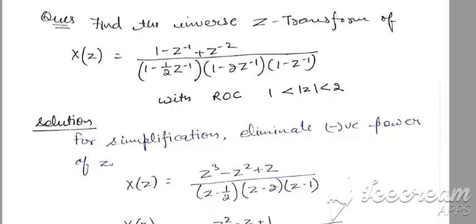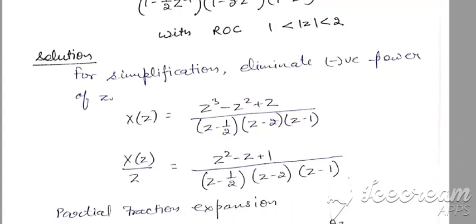Now let's start with this numerical. Find the inverse Z transform of X(z) is equal to 1 minus Z inverse plus Z raised to the power minus 2, divided by (1 minus 1 upon 2 Z inverse)(1 minus 2 Z inverse)(1 minus Z inverse), with ROC mod Z is greater than 1 and less than 2. Now let's start with the solution.